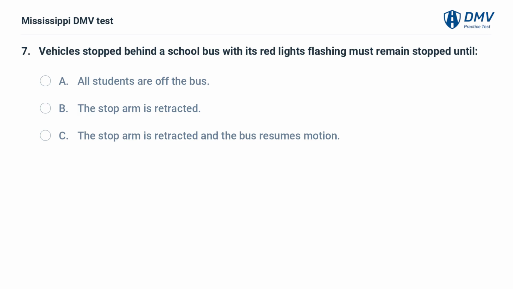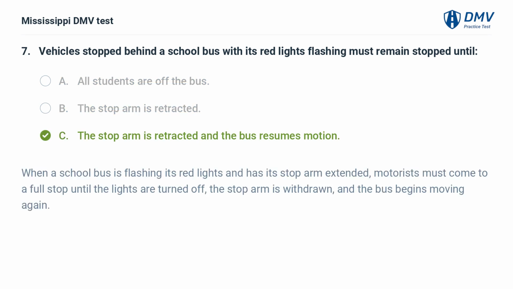Vehicles stopped behind a school bus with its red lights flashing must remain stopped until: A. All students are off the bus. B. The stop arm is retracted. C. The stop arm is retracted and the bus resumes motion. The answer is C. When a school bus is flashing its red lights and has its stop arm extended, motorists must come to a full stop until the lights are turned off, the stop arm is withdrawn, and the bus begins moving again.